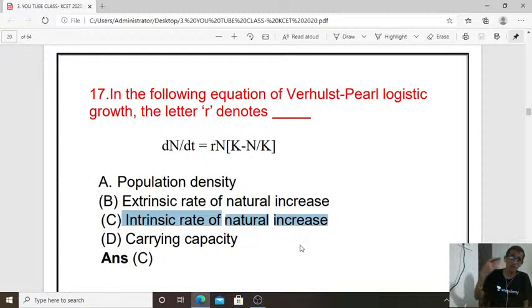So when the R value increases, meaning when the birth rate is higher than the death rate, then that particular population is in an increasing phase, or increasing in value. So it is not declining, isn't it? It is progressive. So the answer is C for question number 17. Have you got it? Yes.